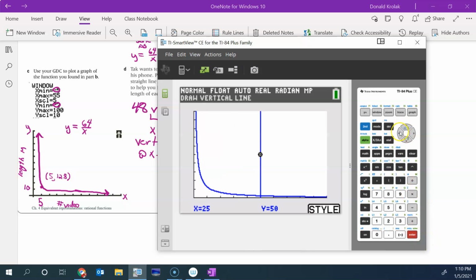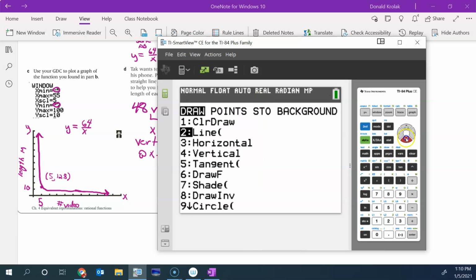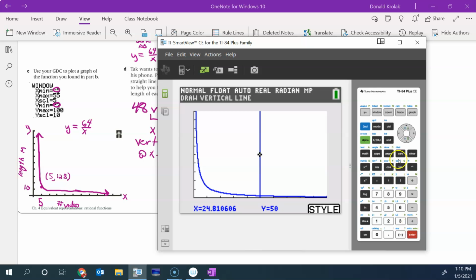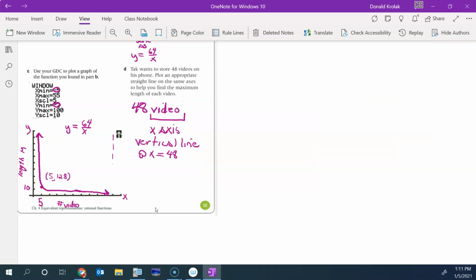Okay, and oops, did I type in 48? Second, draw, vertical. So you get the idea where it's going to be. Okay, so here I got 5, 10, 15, 20, 25, 30, 35, 40, 45, 50. My vertical line is going to be just a little shy of that. Okay, that's x equals 48.